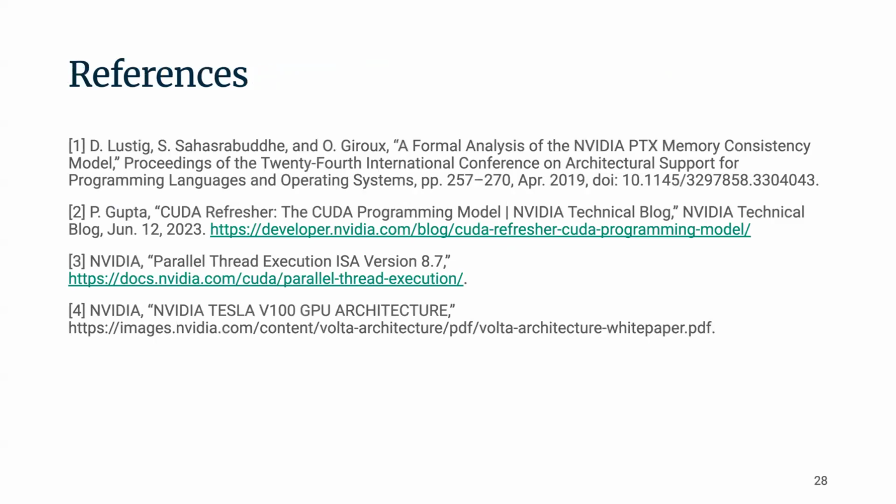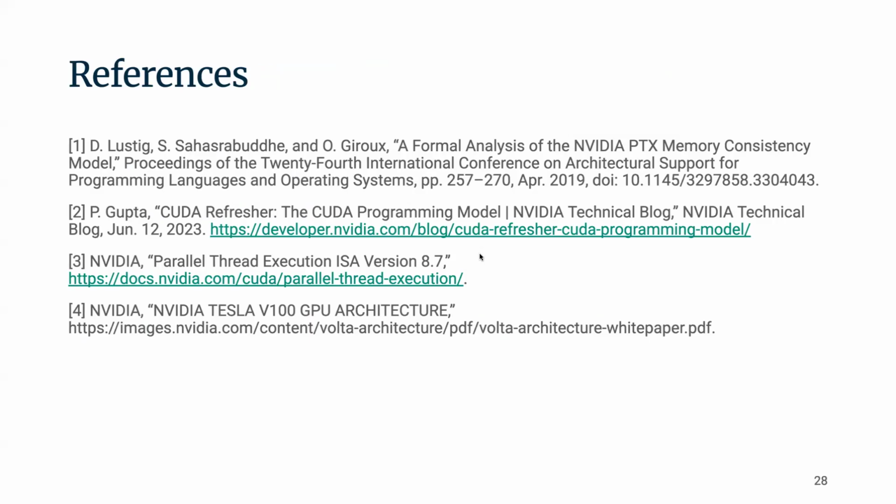My references are the paper by Daniel Lustig, the CUDA programming model, the documentation for the PTX ISA, and the white paper for the Volta architecture. The Volta architecture is like the data center version of the Turing architecture. Turing is the RTX 2000 series where they introduced the tensor cores and the ray tracing acceleration stuff. And yeah, thanks for listening to me.